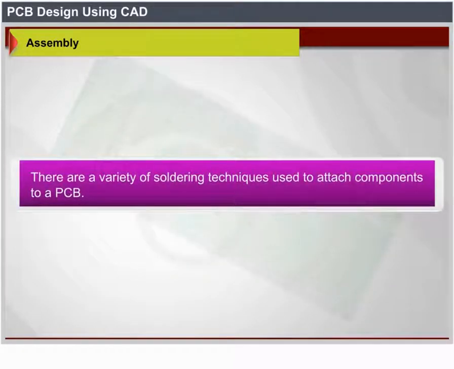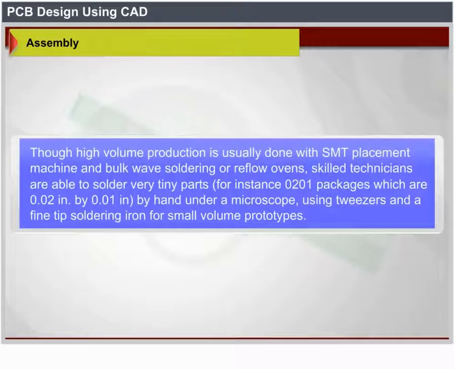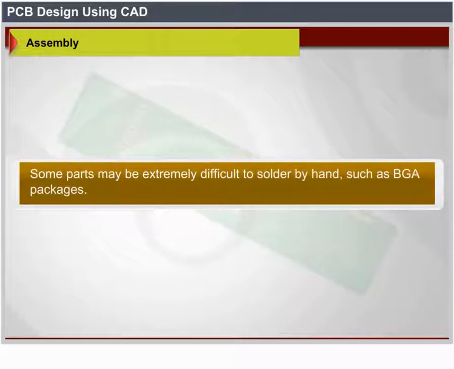There are a variety of soldering techniques used to attach components to the PCB. High-volume production is usually done with SMT placement machines and bulk wave soldering or reflow ovens. But skilled technicians are able to solder very tiny parts, for instance, 0201 packages, which are 0.02 inch by 0.01 inch, by hand under a microscope, using tweezers and a fine-tip soldering iron for small volume prototypes. Some parts may be extremely difficult to solder by hand, such as BGA packages.